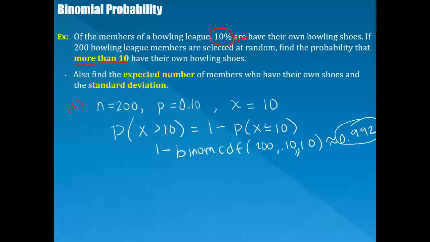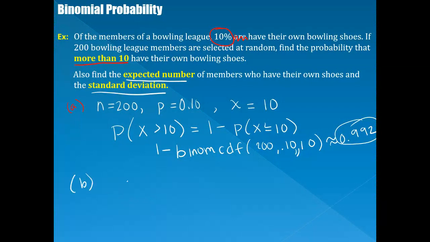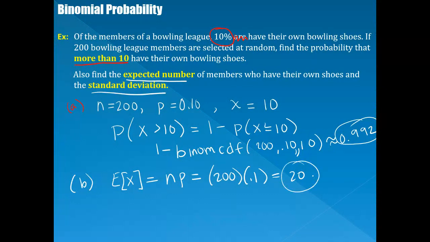Let's look at this second part. Also, find the expected number of members who have their own shoes and the standard deviation, right? So this formula was back there a little bit, right? So expected value was the one that I said makes some sense, right? If you think about it logically. So the expected value is N times P, which is going to be 200 times 0.1, which is 20, right? So the expected number would be 20 people.